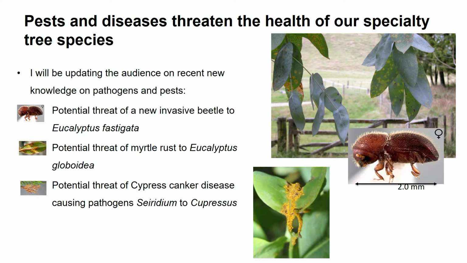I'll be updating you on new knowledge from research undertaken at Scion on pests and diseases which impact upon tree species of interest to the Specialty Wood Products Partnership. Firstly, I'm going to introduce you to the potential threat posed by a new invasive beetle to hardwoods, especially eucalyptus. Secondly, I will talk about the threat of myrtle rust to Eucalyptus globoidea. And thirdly, the potential threat of cypress canker disease-causing pathogens Seiridium to cypresses.